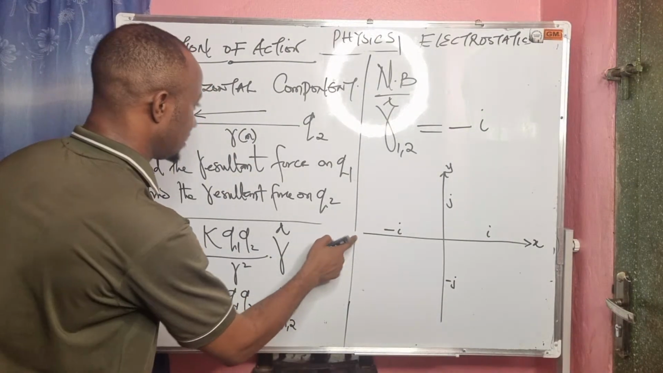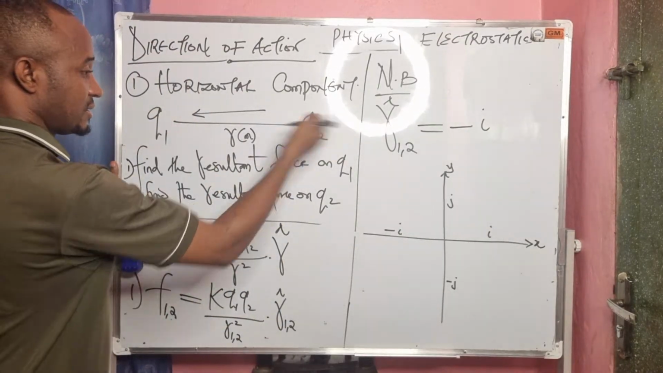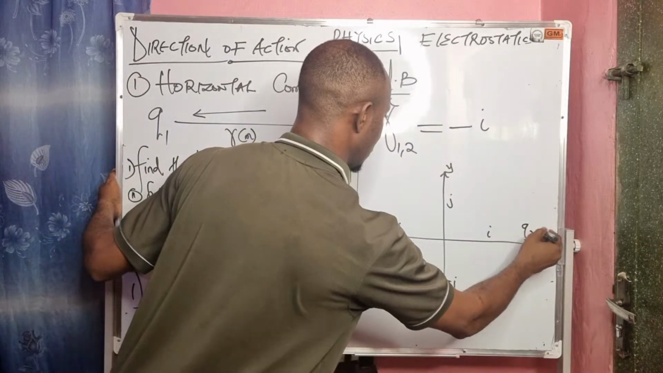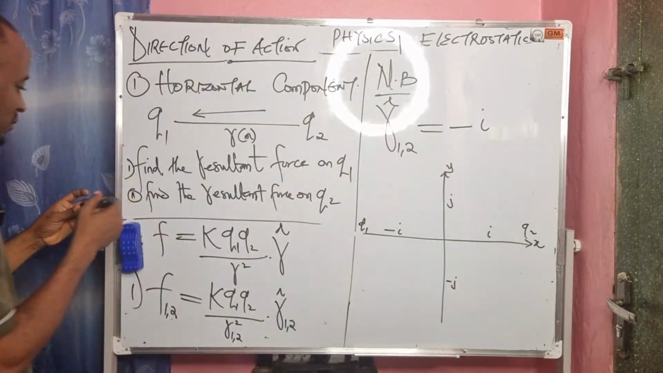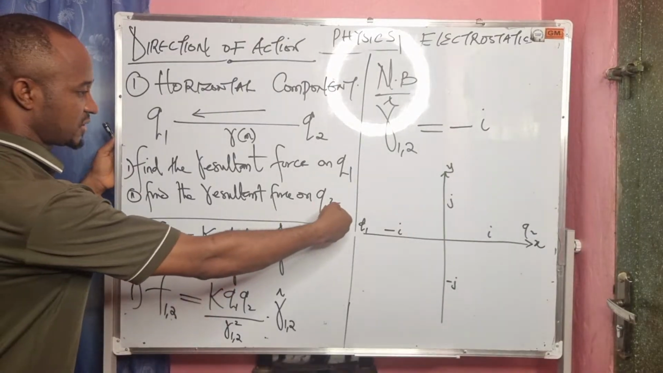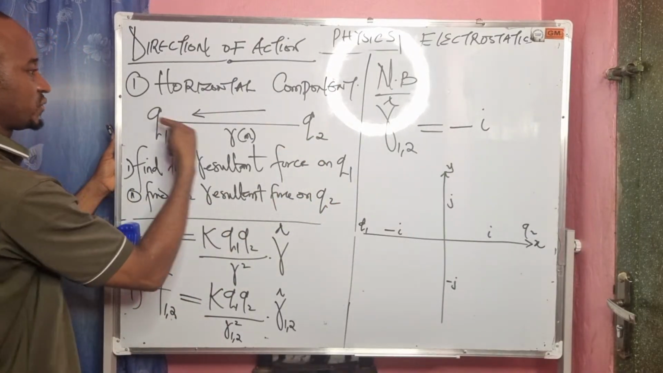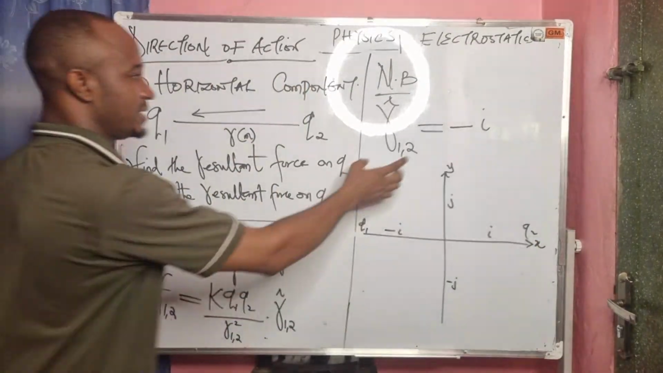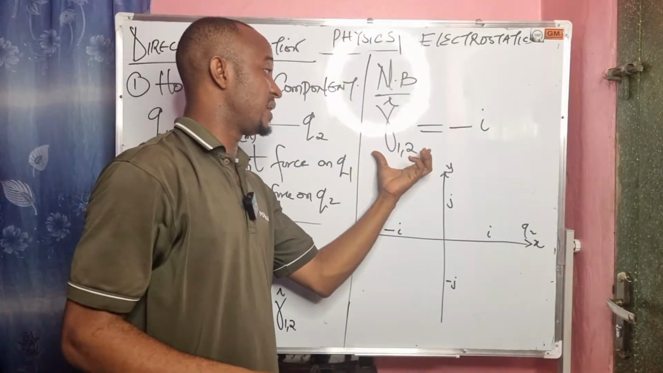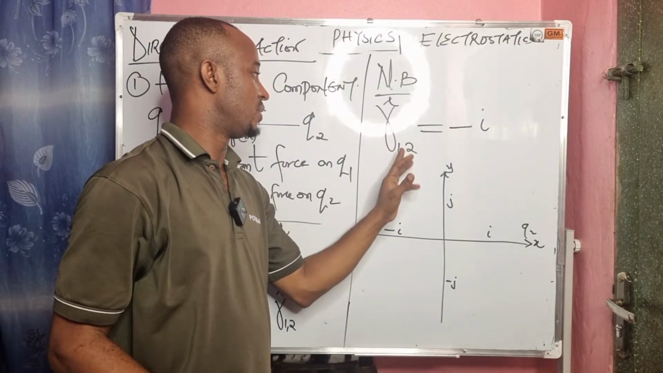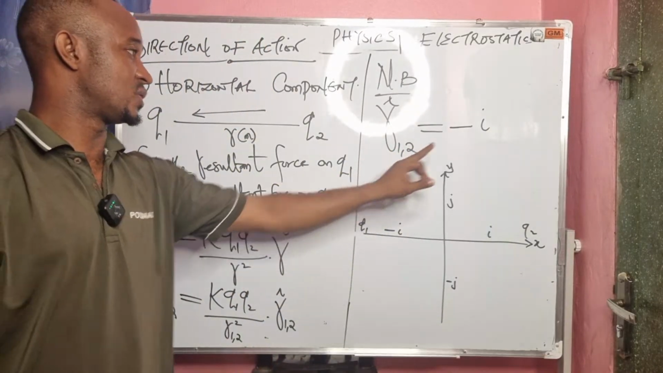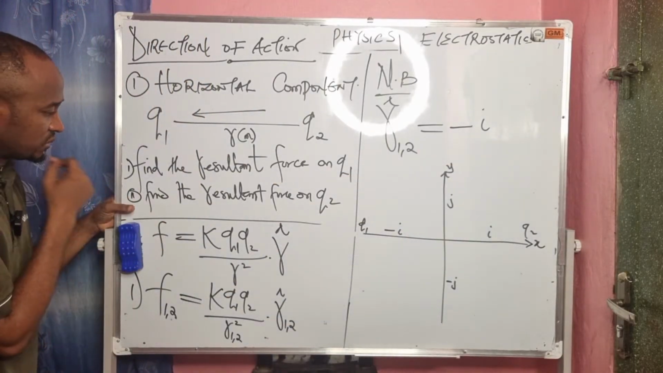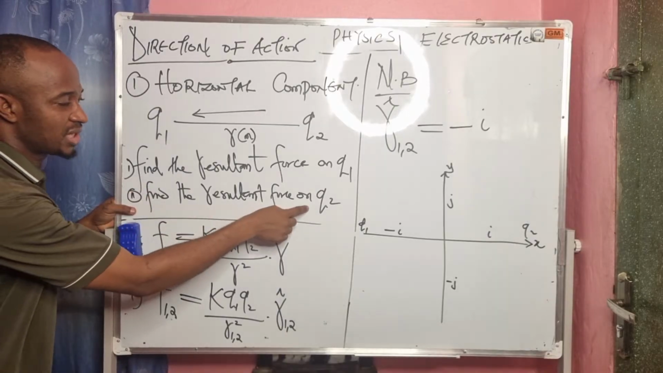It's just like saying this is horizontal, so we are dealing with i. This is my charge 1 here, and this is my charge 2 somewhere here. The action of force is from charge 2 towards charge 1, so it's moving towards negative i. So my unit vector of r from 2 to 1 is minus i.